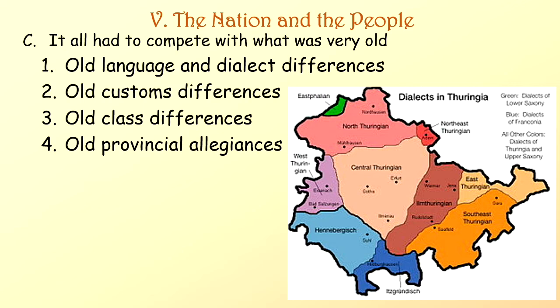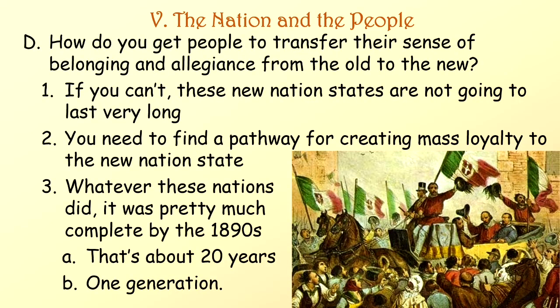This map, for example, shows the various dialectical differences just in the area of Thuringia in central Germany. How do you get people to transfer their sense of belonging and allegiance from the old to the new? Because if you can't, these new nation states are not going to last very long. You need to find a pathway for creating mass loyalty to this new nation state.